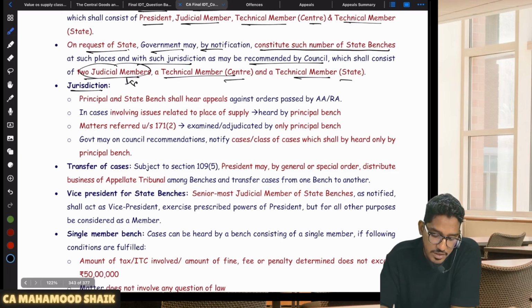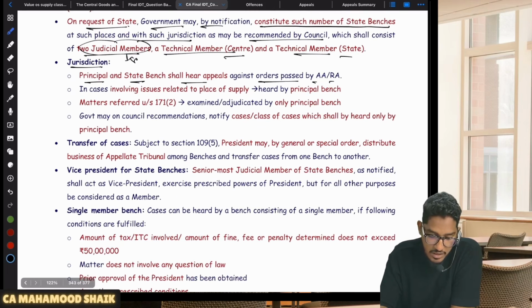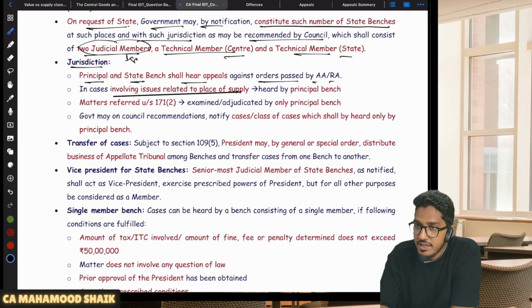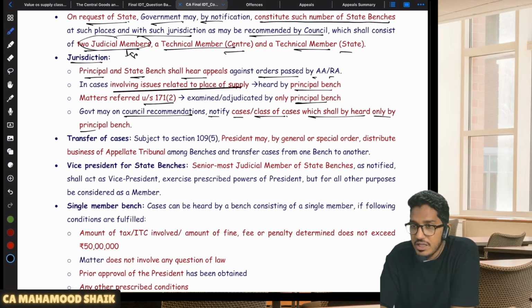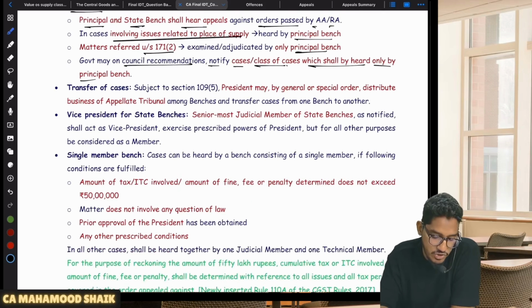So regarding jurisdiction, the principal and state benches shall hear appeals against orders passed by the AA or RA. In cases, as I have told, involving issues relating to place of supply, they will be heard only by the principal bench. In cases of matters referred under section 171 subsection 2, anti-profiteering, the cases will be heard only by the principal bench. The government, on council recommendations, may notify cases or classes of cases which shall be heard only by the principal bench. If the government notifies any, those issues also will be heard only by the principal bench.